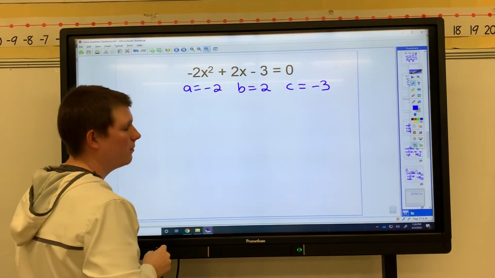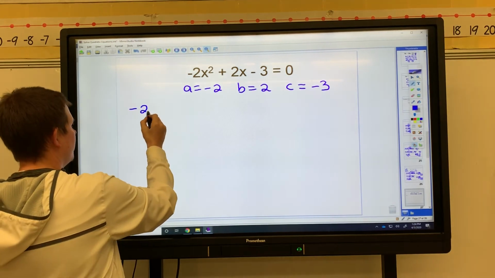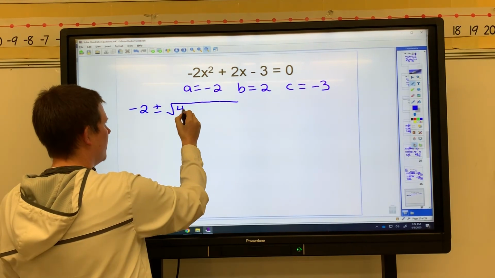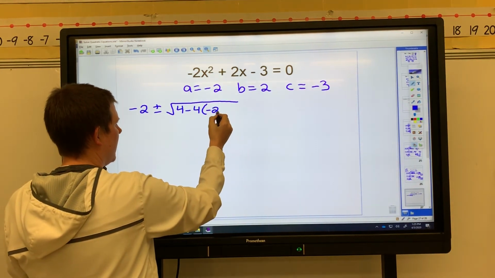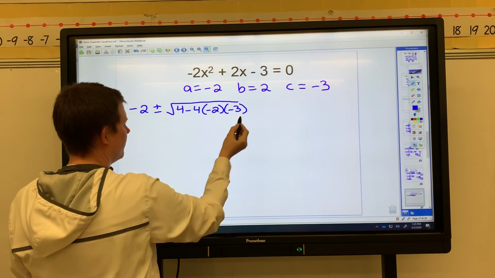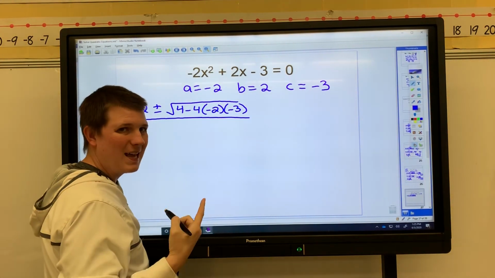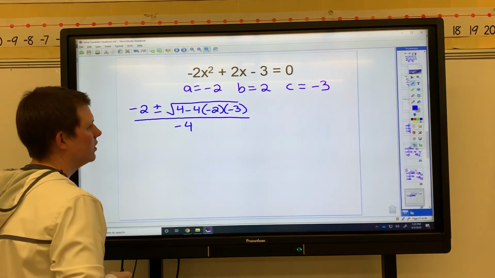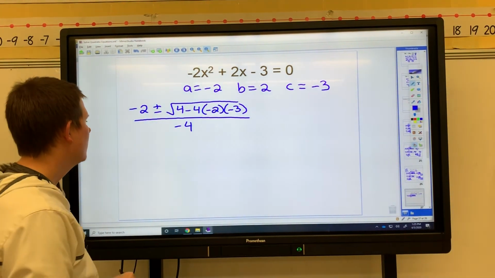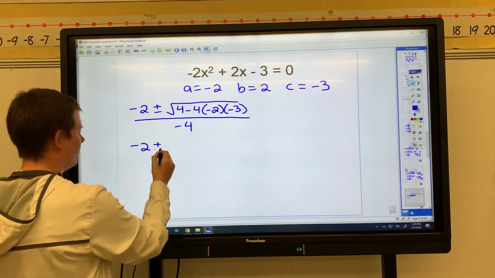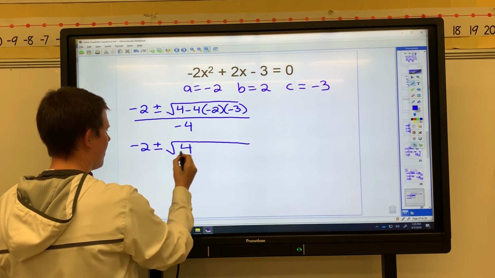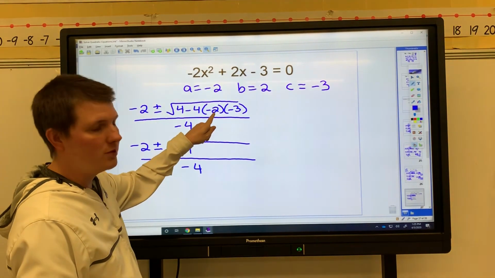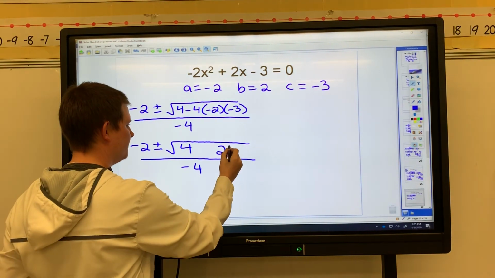So if we plug it into our formula, negative b, negative 2, plus or minus the square root of b squared, 2 squared is 4, minus 4, times a, times c, all over 2 times a. A is negative 2, 2 times negative 2 is negative 4. So I just plugged it into our formula. Remember, we're going to keep everything the same. We're going to multiply these three numbers. 4 times 2 is 8. 8 times 3 is 24.